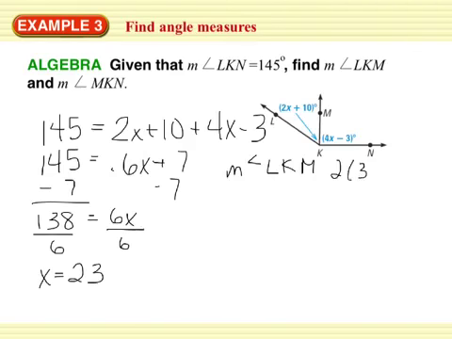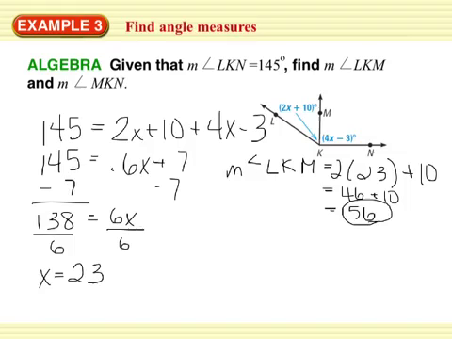2 times 23 is 46, plus 10 equals 56 degrees.